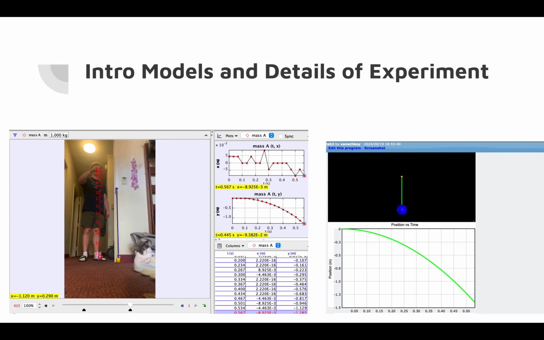On the left, I utilized Tracker to track the position over time of me dropping a paper ball, and I selected the point mass, gave it a reference of scale, and aligned it with the axes. On the right, I used GlowScript and I modeled the position versus time graph.